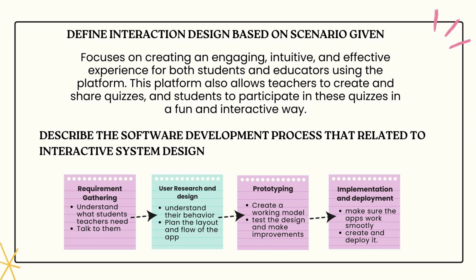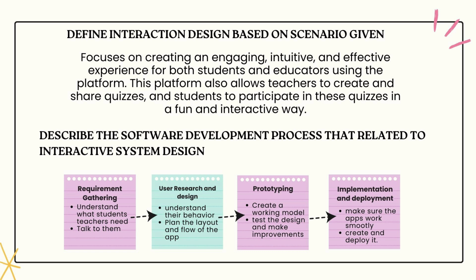Describe the software development process related to interactive system design. Okay, there are 4 steps. First step is requirement gathering. Understand what students and teachers need and talk to them. This is important because we need to know what students and teachers need for the platform. And next, user research and design. Means to understand their behavior, plan the layout and flow of the app. This is important because we need to know what the students like and don't like, and what teachers like and don't like. Next step is prototyping, creating a working model, test the design and make improvements.